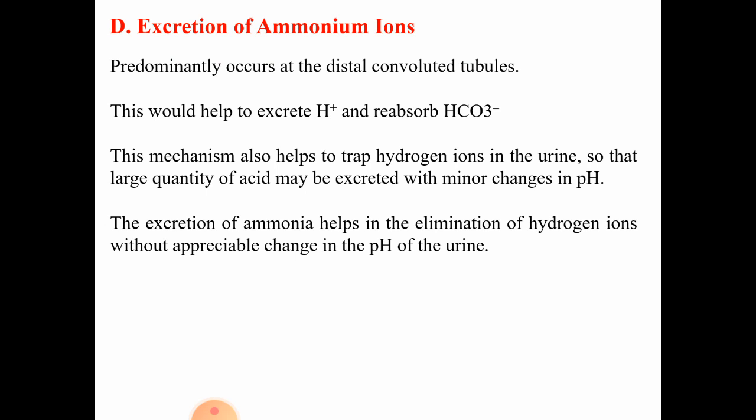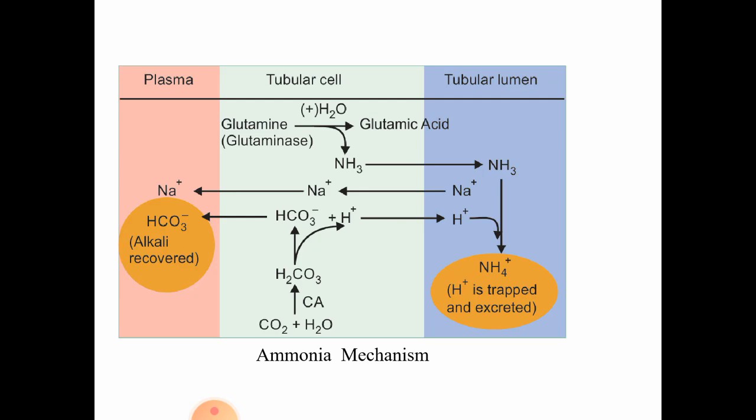And the last one, excretion of ammonium ions, predominantly occurs in the DCT. So remember, the first two, excretion of hydrogen ions and reabsorption of bicarbonate, occur in the proximal convoluted tubule, and the last two, excretion of ammonium ions and titrable acidity or excretion of acid, occur in the DCT. Excretion of ammonium ions helps to excrete hydrogen and reabsorb bicarbonate. This mechanism also helps to trap the hydrogen ions in the urine so that a large quantity of acid may be excreted with minor changes in pH, eliminating hydrogen ions without appreciable change in the pH of the urine.